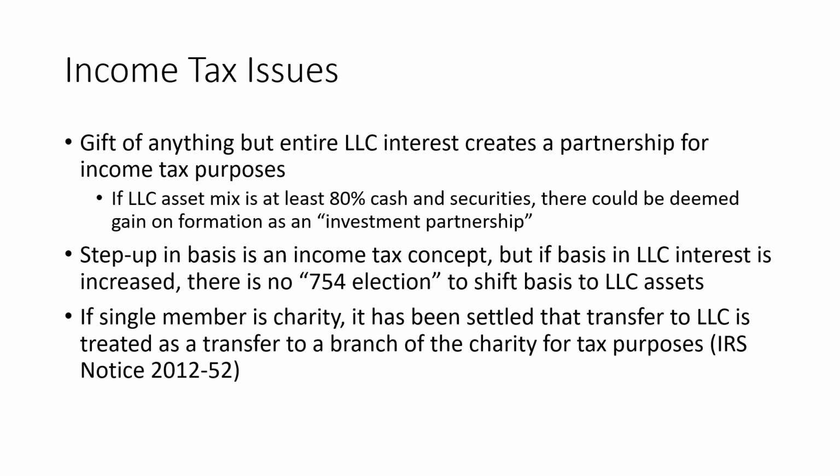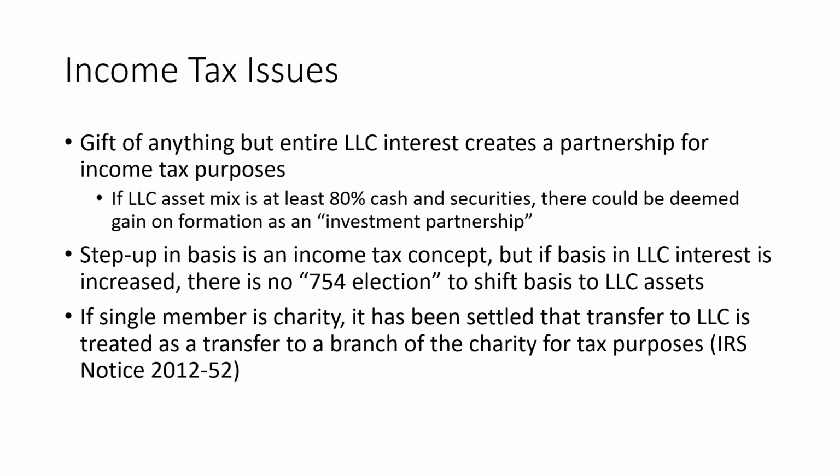And that kind of brings us to the income tax issues as well, where if you have that equity treatment, any sort of gift that involves anything but the entire LLC interest now forms a partnership for income tax purposes. So the minute you add a second member to the LLC, you now have two members, and it can no longer be a disregarded entity. And partnership formation can be a taxable event. If the LLC asset mix is at least 80% cash and securities, there could be deemed gain on the formation because the exchange of the assets for an LLC interest would not be a non-recognition transaction under Code Section 721, because you'd have, quote unquote, an investment partnership in that sort of situation.